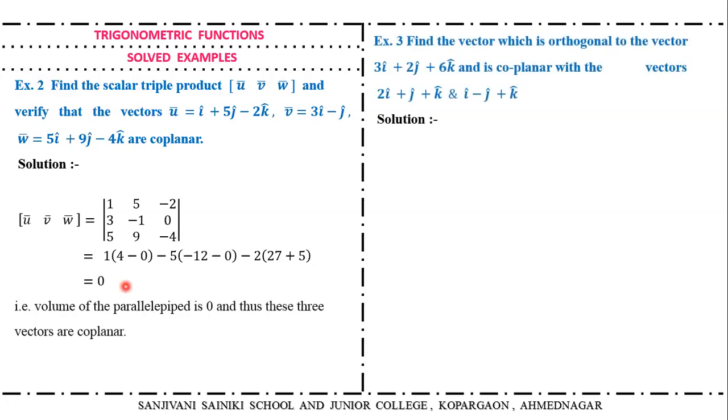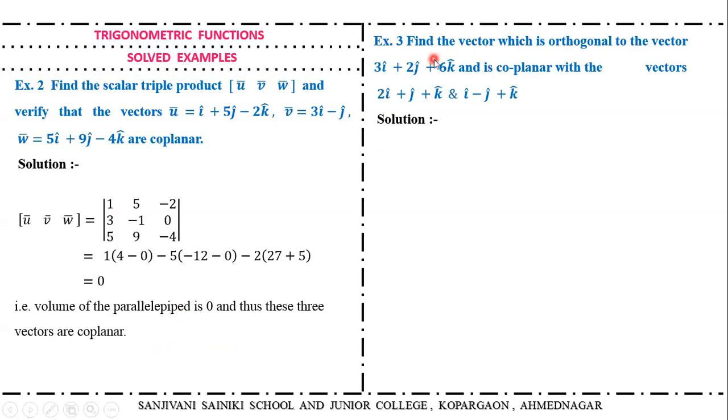And already we learned the corollary. What is that corollary? Volume of the parallelepiped is 0 and thus these three vectors are coplanar because none of them is a 0 vector. None of them is collinear with the other vector. So they must be coplanar.